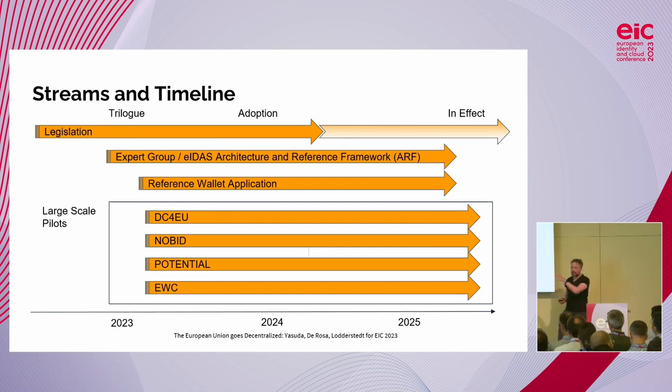So, I personally like the approach, because we not only have the ARF, we also will have a reference wallet application that's being built right now based on the definition in the ARF, and there will be 4 so-called large-scale pilots putting that to a test, meaning the legislation and the technical underpinnings, in different use cases, being identification, mobile driver's license, e-health, payments, and so on, in cross-border scenarios, right?